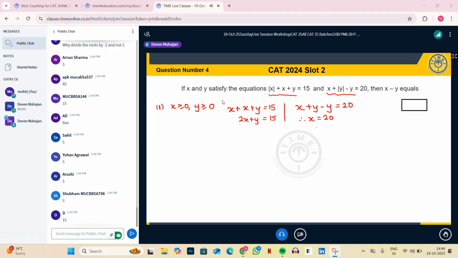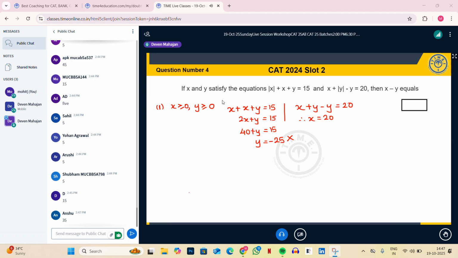अभी आपने x को 20 सब्स्टिट्यूट किया है पहले इक्वेशन में, तो ये हो जाएगा 40 plus y is 15, and y यहां से आपको -25 मिलेगा, जो नहीं चलेगा. Our assumption is कि x and y both are non-negative, तो अभी y नेगेटिव आके कैसे चलेगा? ये assumption ही हमारा गलत हो रहा है यहाँ पे. So this solution is not accepted. तो ये पहला केस गलत है.